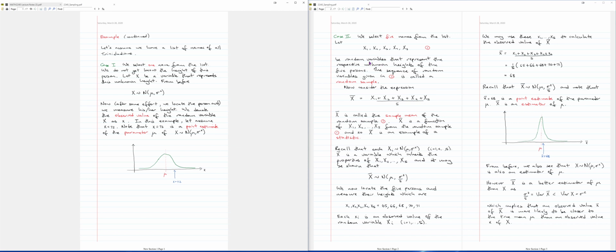Now what we do is select five names from the list of Trinidadians, and again, at this point, we don't know the heights as yet. So big X1 is going to represent the unknown height of person 1, big X2 the unknown height of person 2, and so on up to big X5, representing the unknown height of person 5.